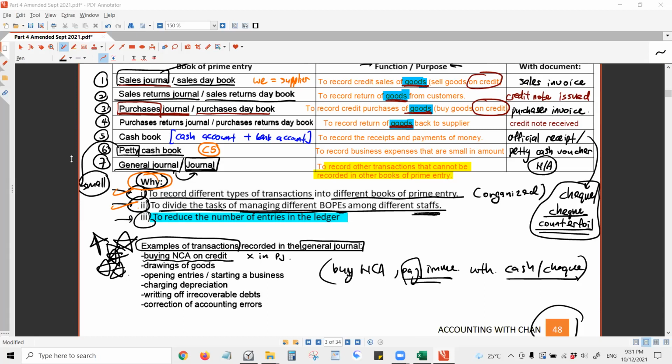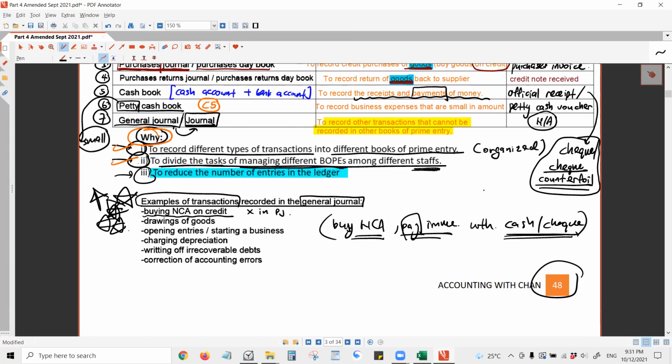Okay, good Jason, correct. Good Boon-Kit, correct. The rest, you try. Patient Annabelle, Naima, try to give me a different answer. Yeah, patient, correct. Cash book. So remember, the function of the cash book is to record receipts and payments of money. When you buy NCA and you pay immediately, is that a payment of money? Yes. Therefore, you record into the cash book.